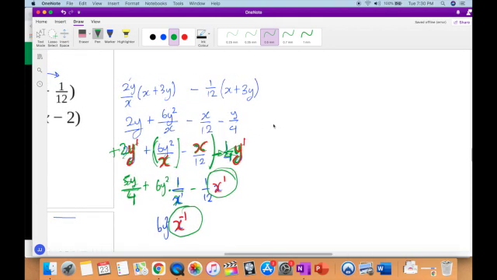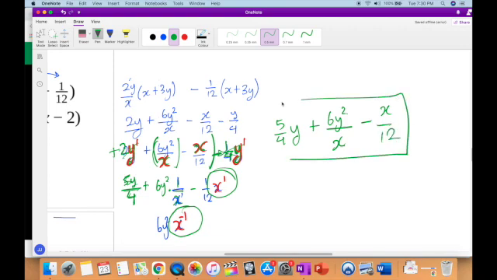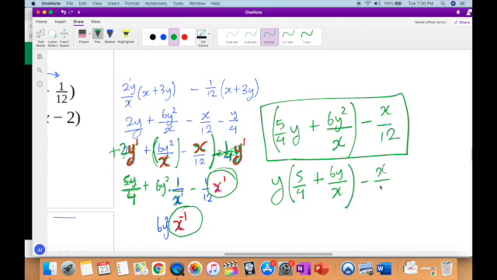So the final answer for this would probably have been 5 on 4y plus 6y squared on x minus x on 12. And you could leave this as the final answer. If you want, you could group these and pull out the y. So I could pull out y into 5 on 4 plus 6y on x. You could do that, but it doesn't make it any easier. So at the end of the day, this is your final answer.